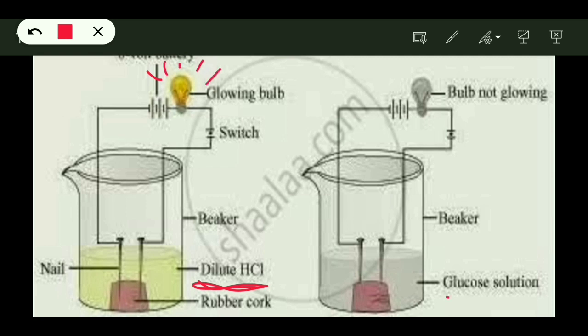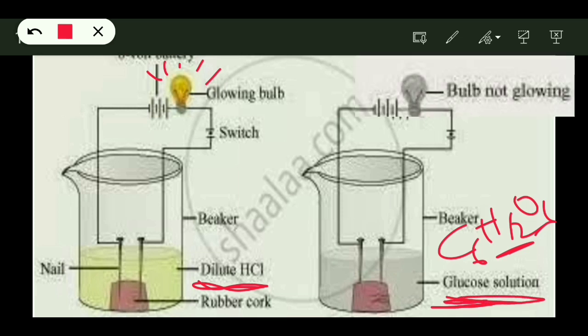So in the case of glucose solution, due to the absence of ions, glucose solution and alcohol solution do not conduct electricity because though they contain hydrogen, the formula of it is C6H12O6, though it contains hydrogen, they won't split into ions. So due to the absence of ions, it does not conduct electricity and the bulb doesn't glow. This is a thing we have seen in our previous class.